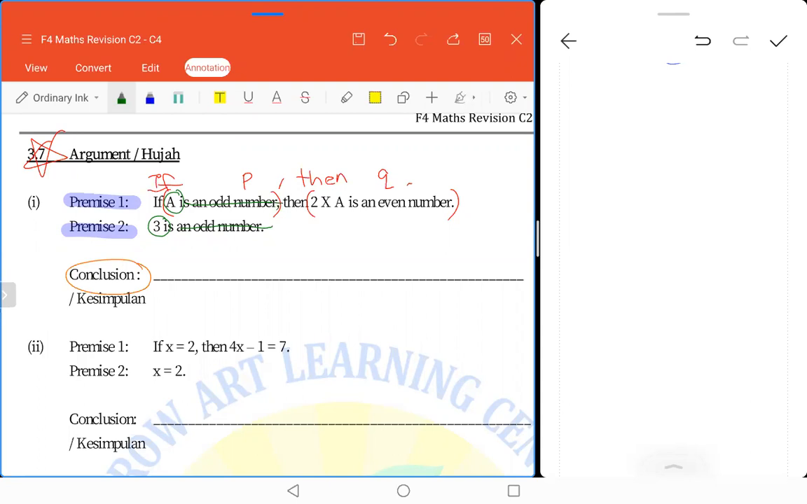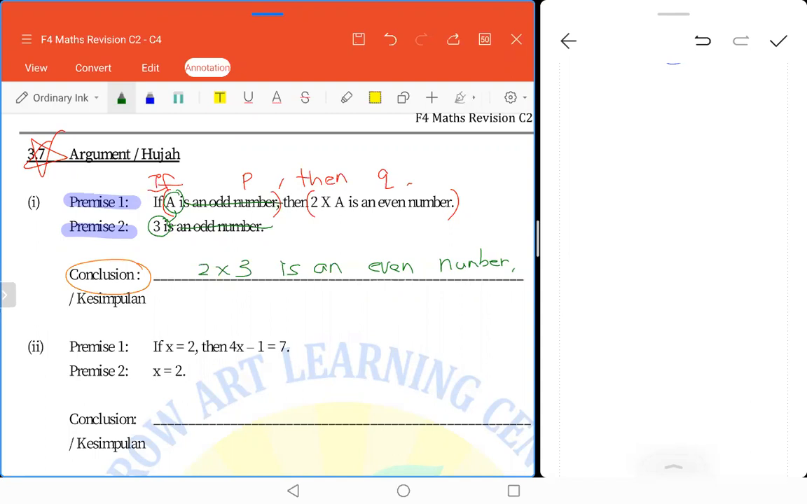So for conclusion, we repeat the later sentence there. So 2 times A is an even number. A is 3 actually, so we replace A with 3. So 2 times 3 is an even number. So this would be the answer.